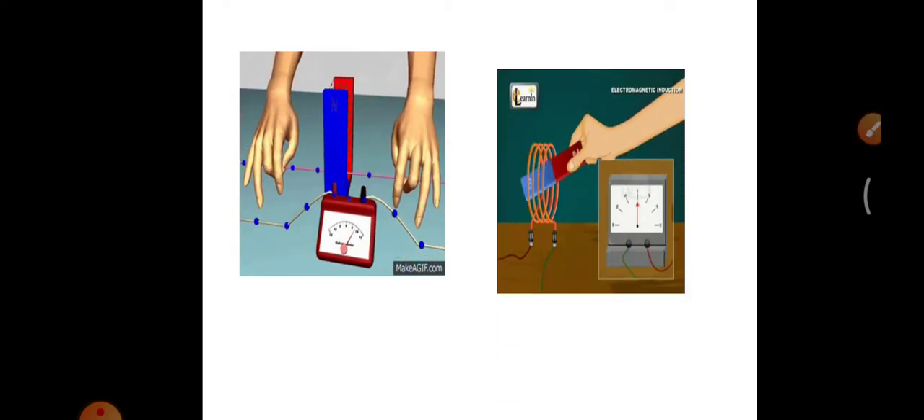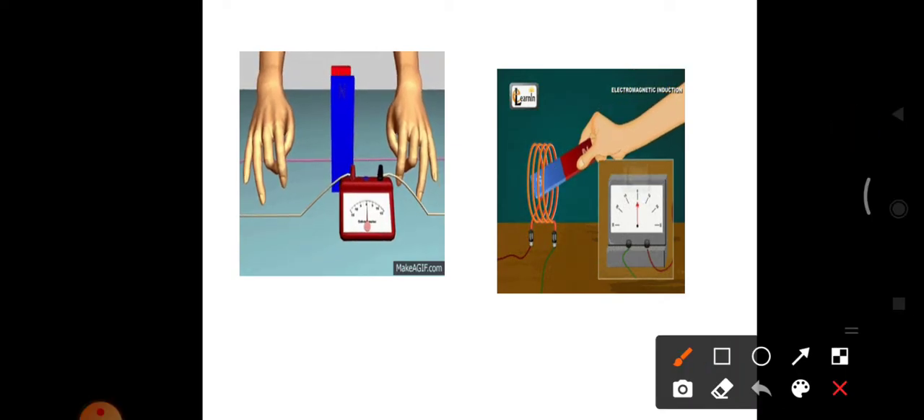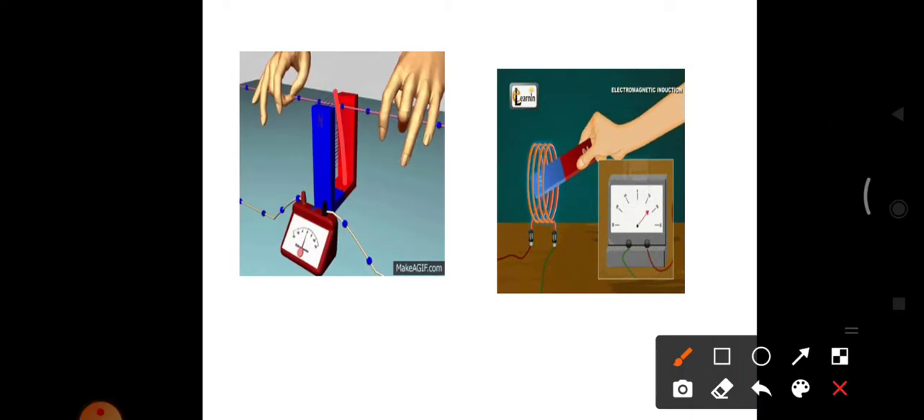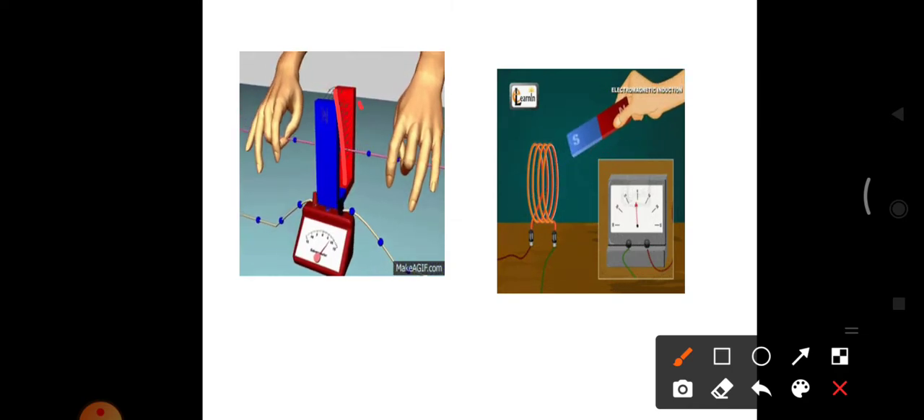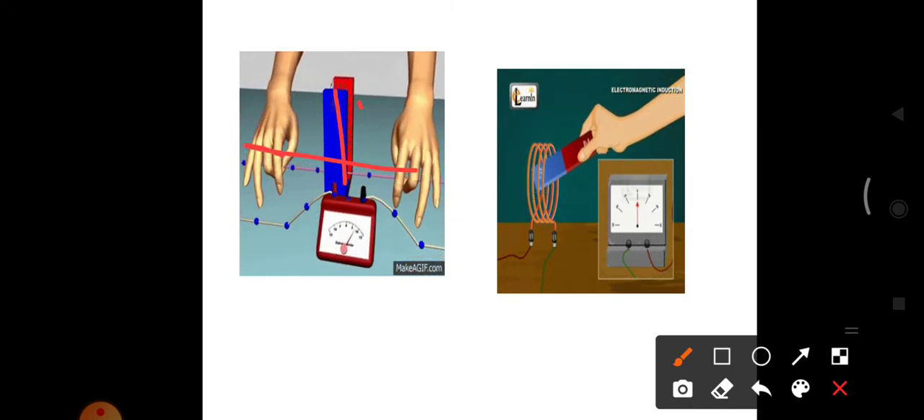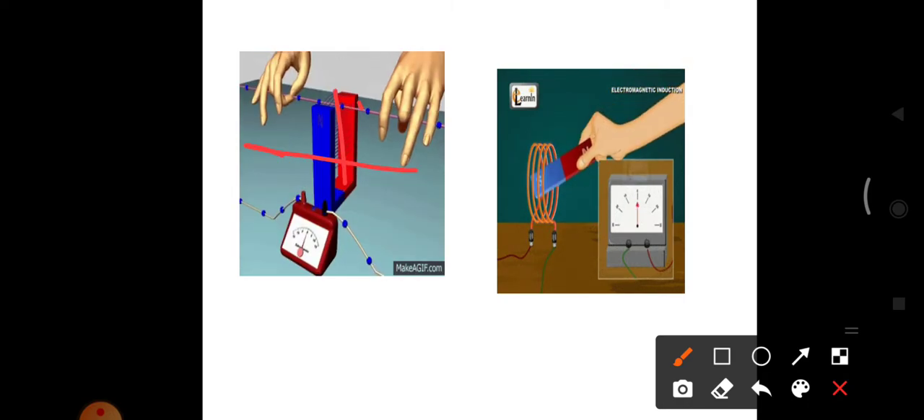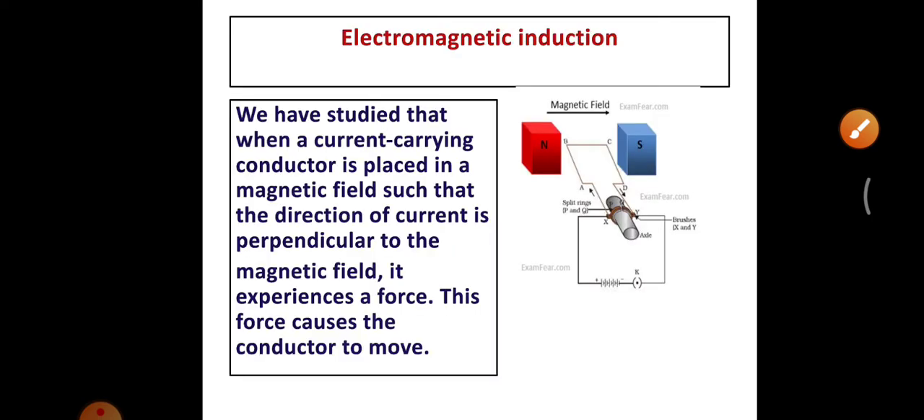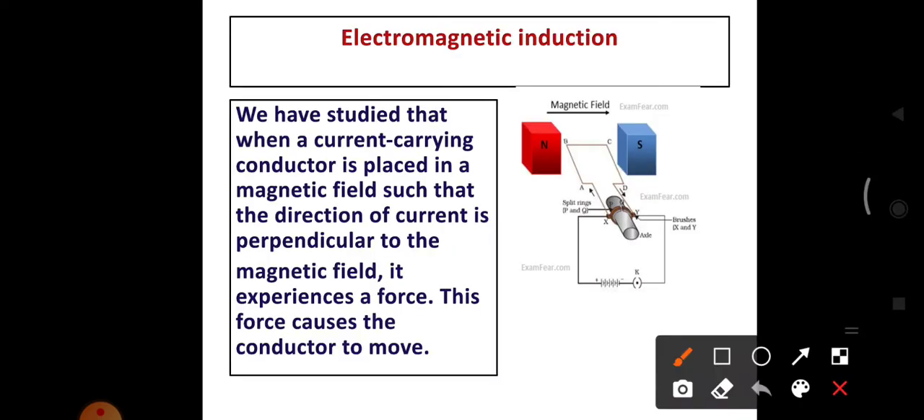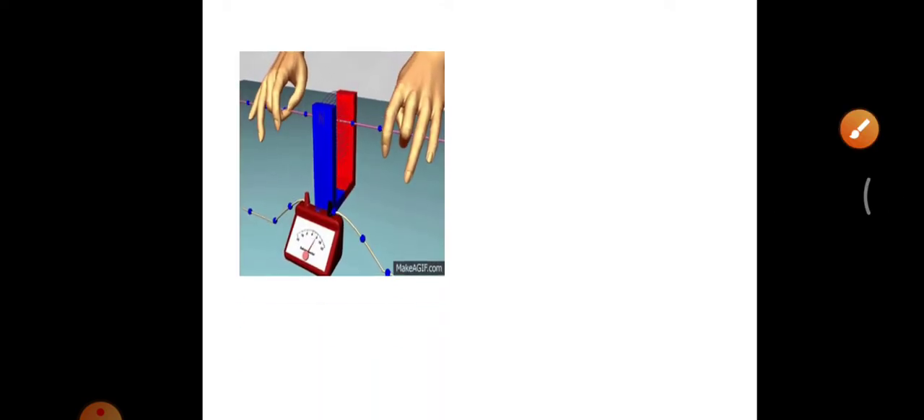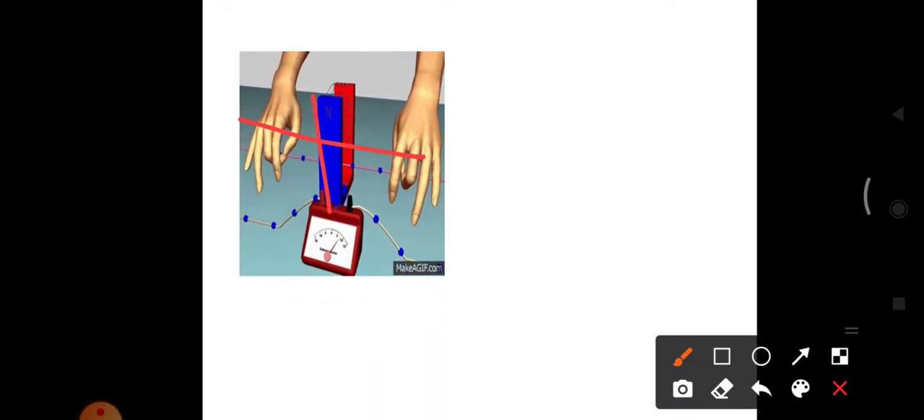Now see these two images. Here this is a magnetic field and I am moving the coil into the magnetic field. This is a coil. I am just moving the coil into the magnetic field. See, in this case, I am not moving the coil. I just keep the coil in between the magnetic field. Instead of keeping the coil in between the magnetic field, here I am moving the coil into the magnetic field.